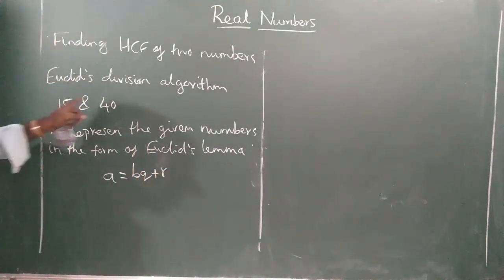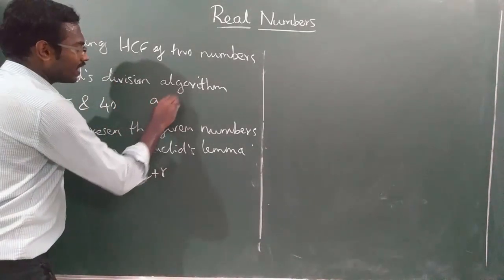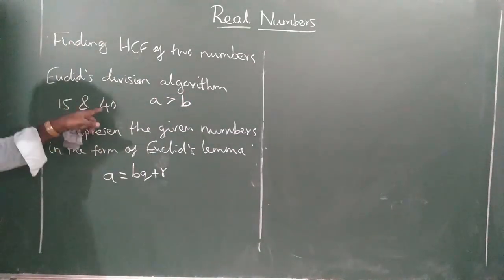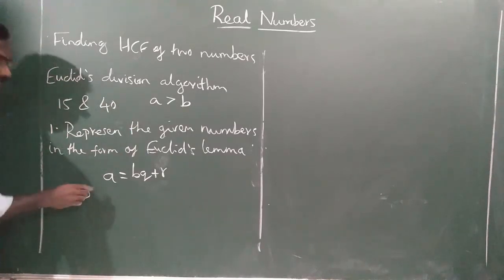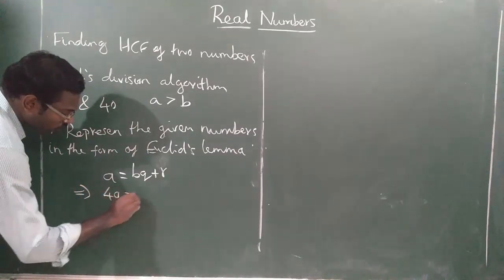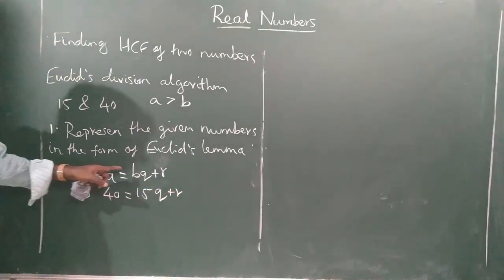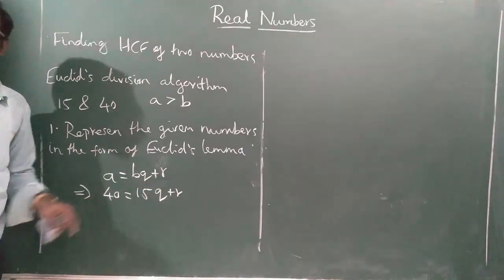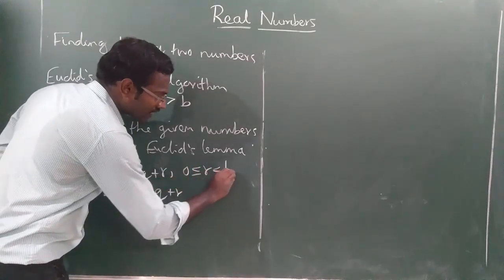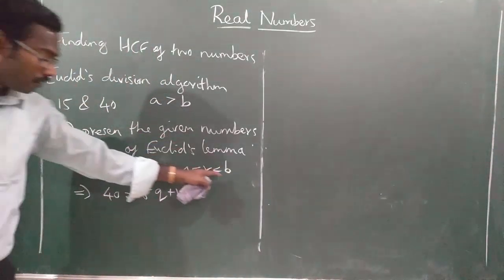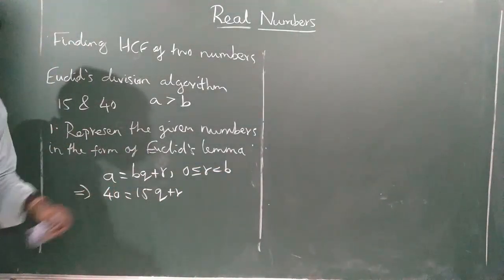Okay. So here two numbers are there. Which one will you take as A and which one as B? The A value will always be greater than B. That is, the bigger number will be taken as A and the smaller one as B. So the bigger number is 40. 40 is equal to the smaller number, 15, into Q plus R. You know very well, Q is the quotient and R is the remainder, and R has the condition R is greater than or equal to 0 but less than B. That is, less than the divisor. Okay. Now, how will you find the quotient and remainder?